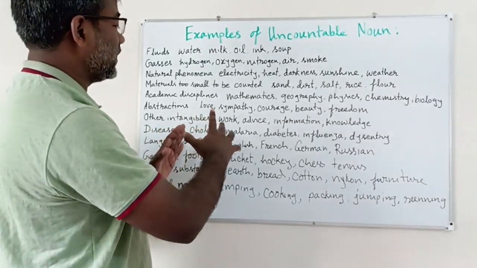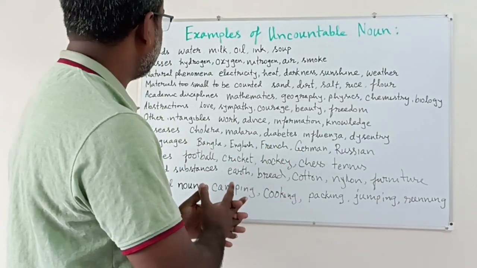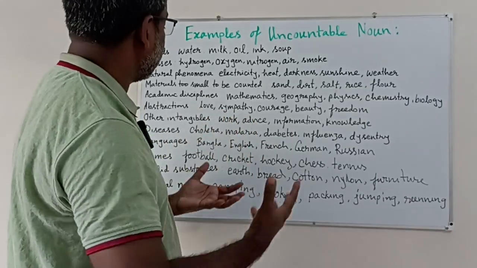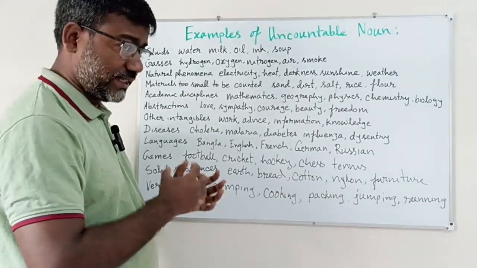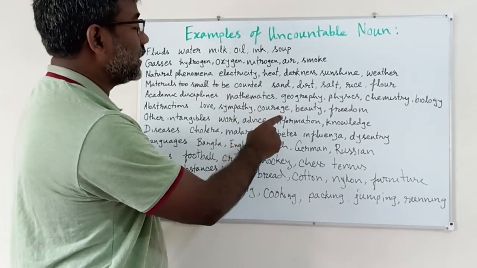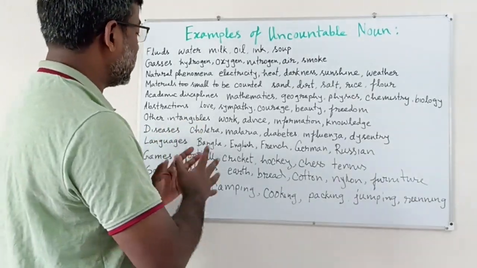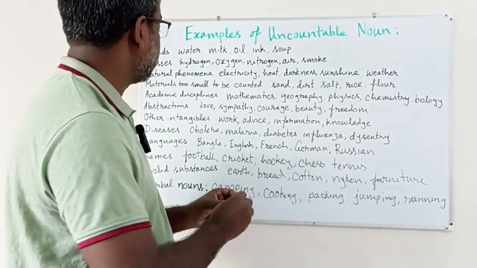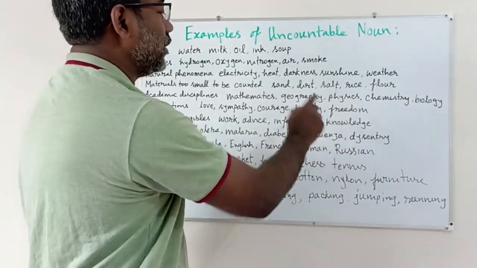Abstractions. Abstractions means something that has no physical existence. We can't touch love, but we can understand love by using our senses. So these are uncountable nouns: love, sympathy, courage, beauty, freedom. Other intangibles. Intangible means that we can't touch it. Work, advice, information, knowledge.